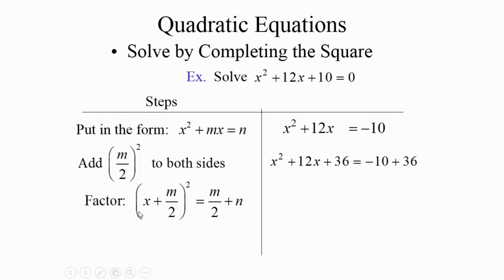We did that. Now factor x plus m divided by 2 squared, right? So this would be x plus 6 squared, x plus 6 squared equal to m divided by 2. This is m. 12 divided by 2 is 6, right? 6 plus n, and since it was minus 10, that would be equal to 26. Okay? I think maybe this is kind of a mistake in the formula here. This has to have a square around it. That's what this 36 is.